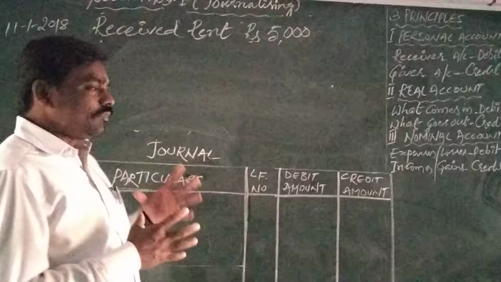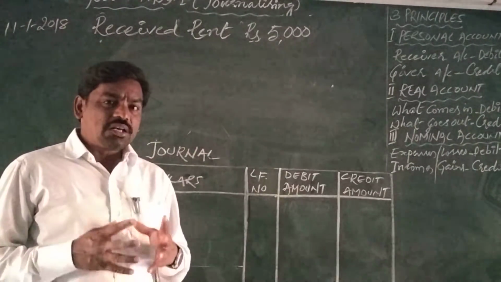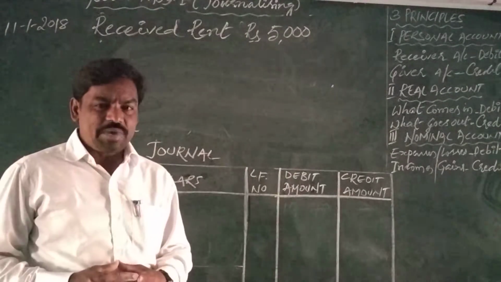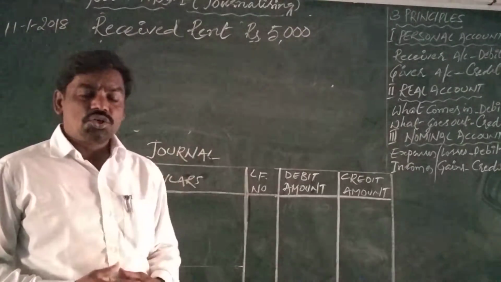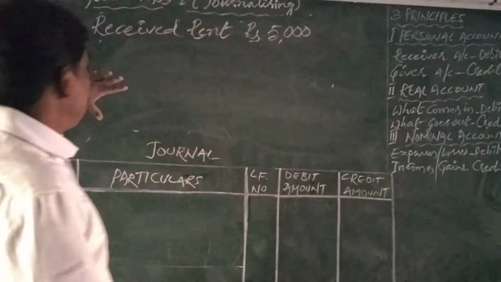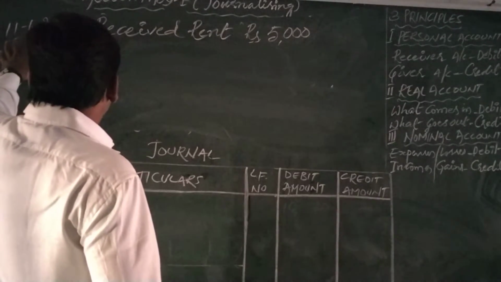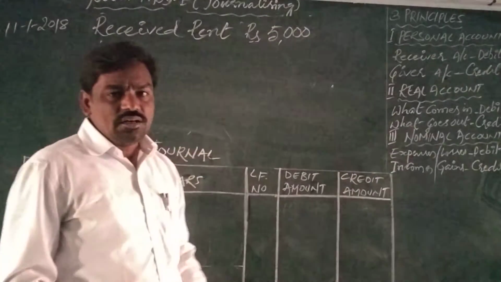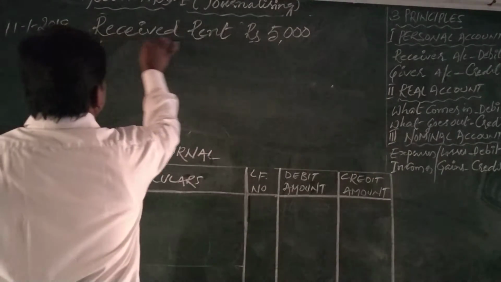And here you also know that as per dual aspect concept, every business transaction will have two aspects. So here also we are given one transaction. In this transaction we need to find two aspects. See what is the transaction, what are the aspects we need to find. On 11th January 2018 received rent rupees 5,000. It is one accounting transaction. So in this transaction, here received rent.